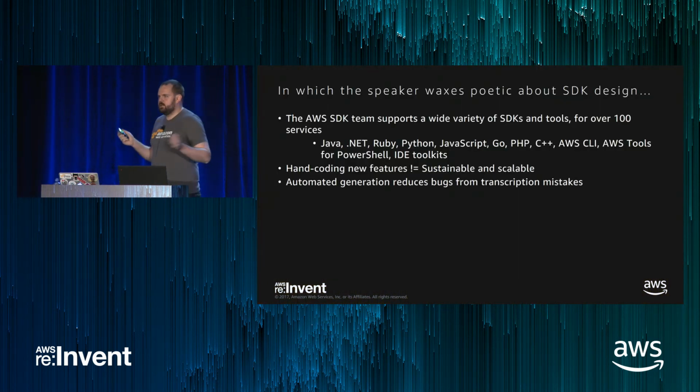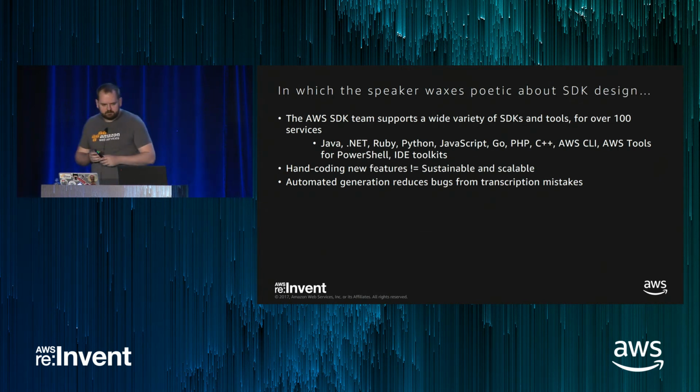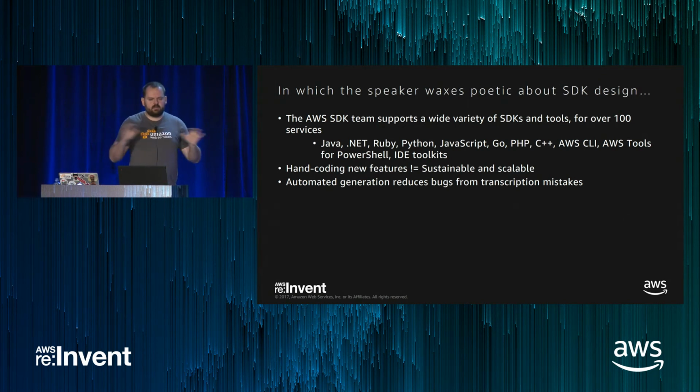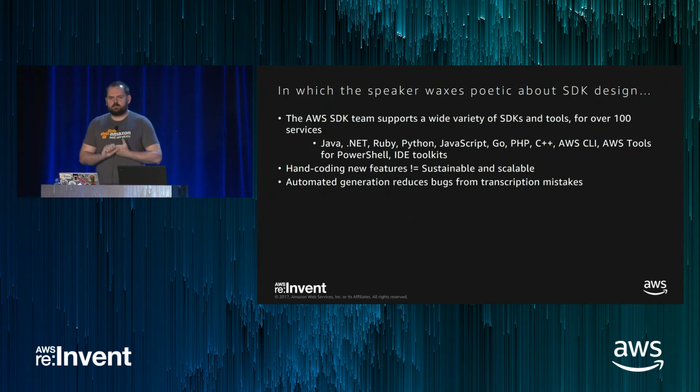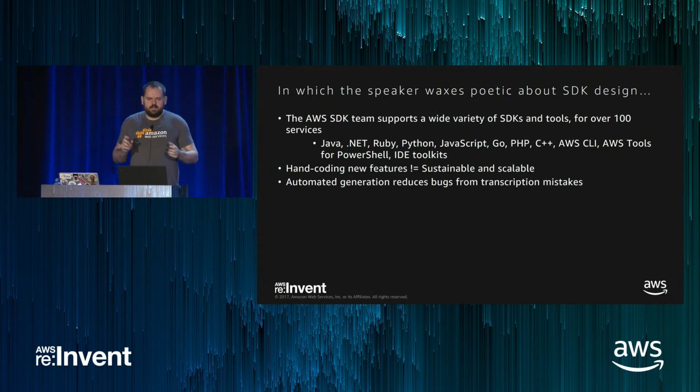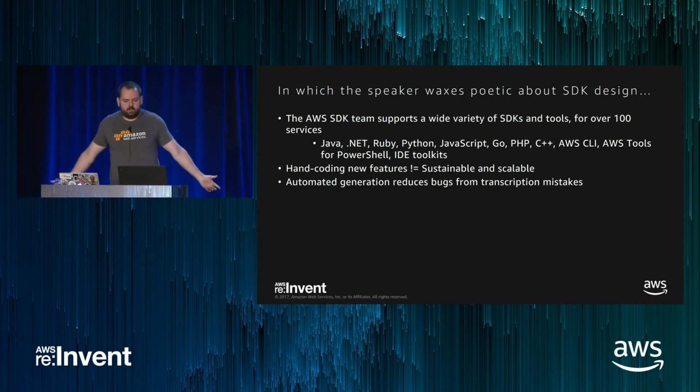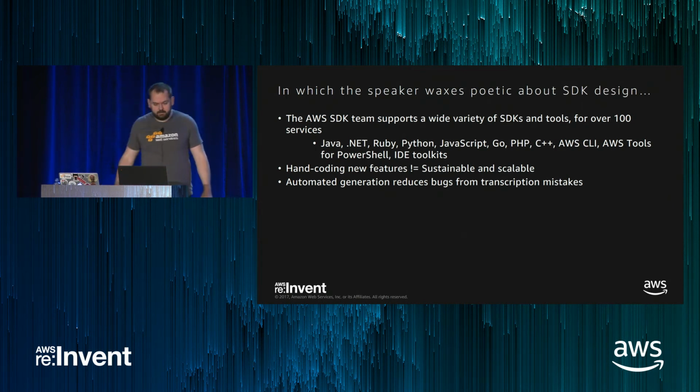But first, I want to get a little bit emotional about SDK design. So I talked a little bit about our team. We support a wide variety of SDKs and tools for over 100 services, and every time I use a number, the number is too low. The number is always out of date. We're launching new services and new features on almost a daily basis across a bunch of different languages and toolkits. If we were hand coding this, that's not sustainable, it's not scalable, it would be all we ever do. I mean, it's entirely possible that a release has happened right now and I don't even know about it. Check Twitter and you can tell me.